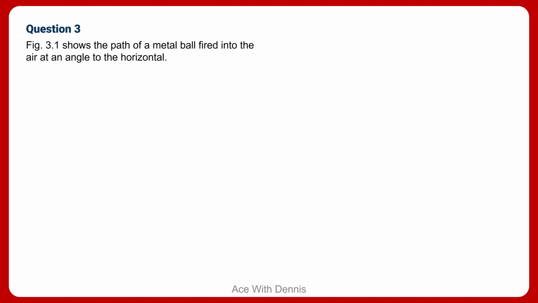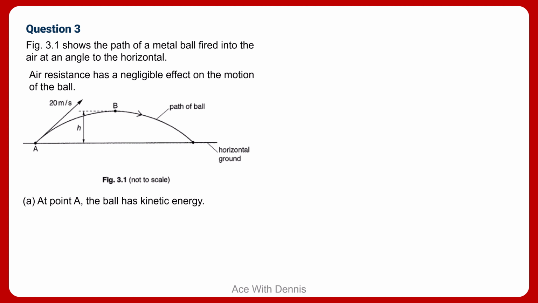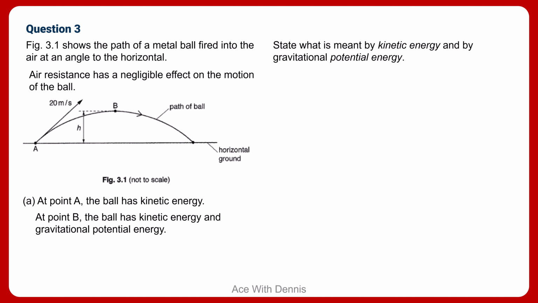Question 3. Figure 3.1 shows the path of a metal ball fired into the air at an angle to the horizontal. Air resistance has a negligible effect on the motion of the ball. A. At point A, the ball has kinetic energy. At point B, the ball has kinetic energy and gravitational potential energy. State what is meant by kinetic energy and by gravitational potential energy.